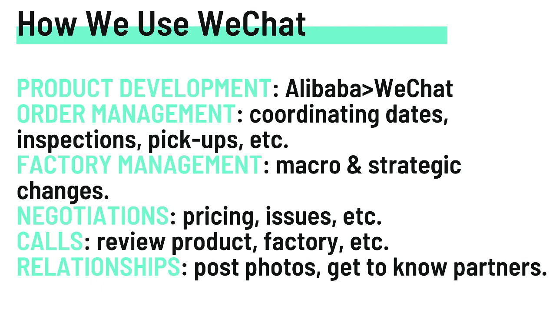A big one is negotiations. Email obviously is not the best. It's very static. It's not communicative in the same way that a real-time messaging app is. So anytime we're negotiating pricing, trying to work through issues, trying to get stuff done faster, or trying to fix something that happened, we're typically going to engage in the WeChat app.